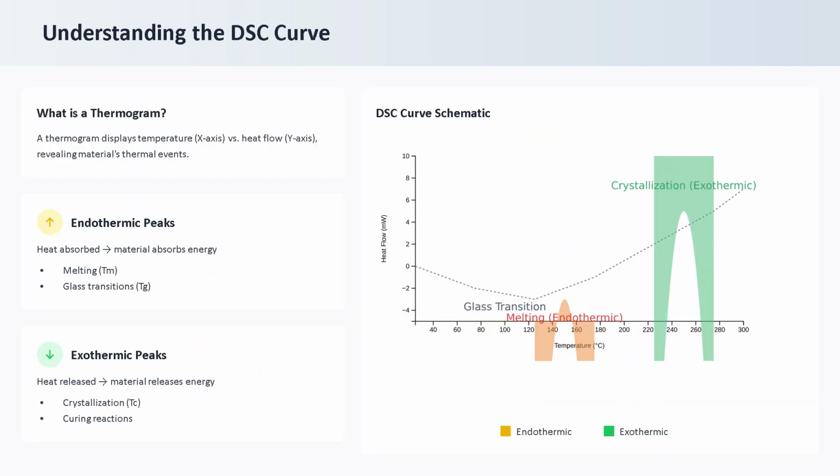A DSC thermogram plots temperature on the horizontal axis and heat flow on the vertical axis. This curve reveals important thermal events inside the material. Endothermic peaks indicate that heat is being absorbed, such as during melting or a glass transition. Exothermic peaks indicate heat is being released, such as during crystallization or curing reactions. By analyzing these peaks, scientists can determine how a material responds to temperature changes.